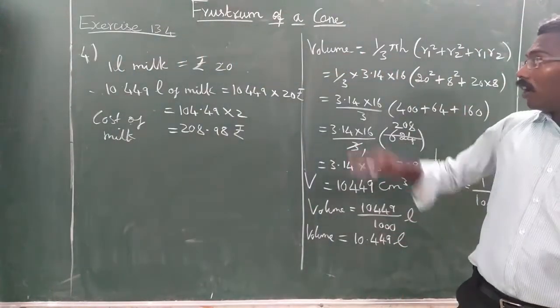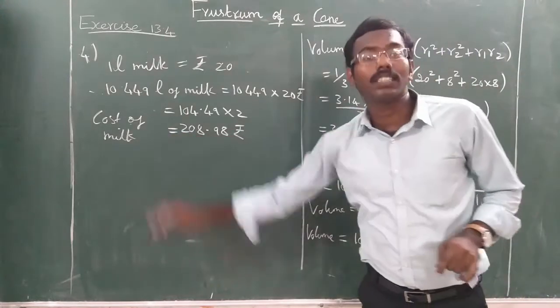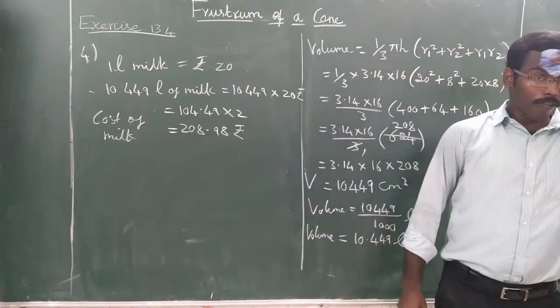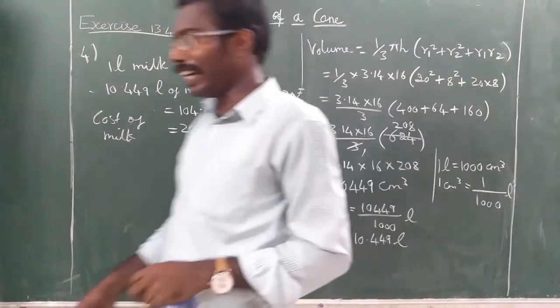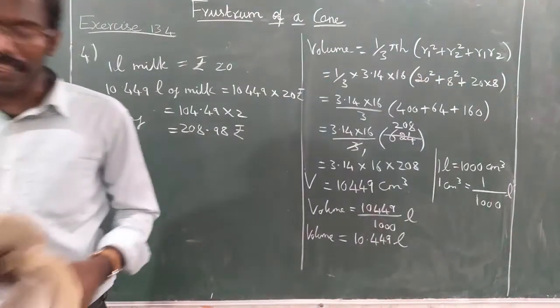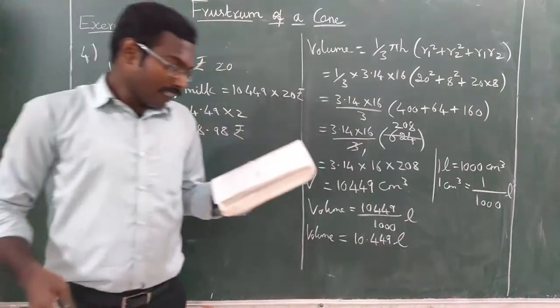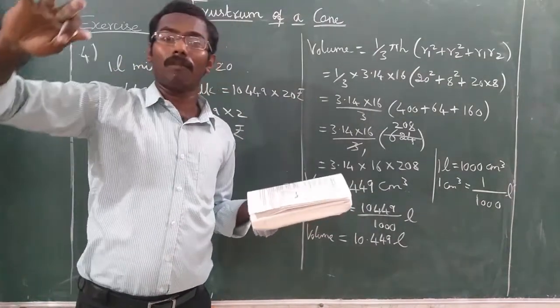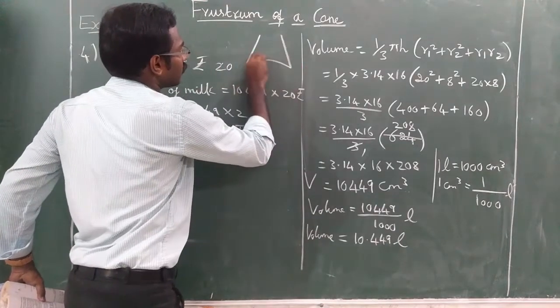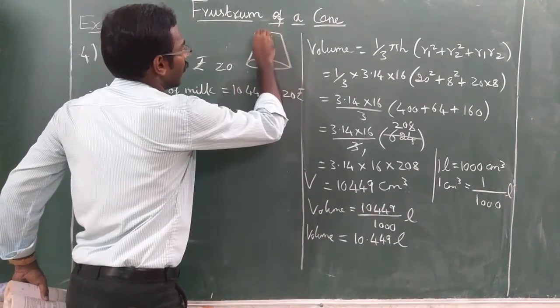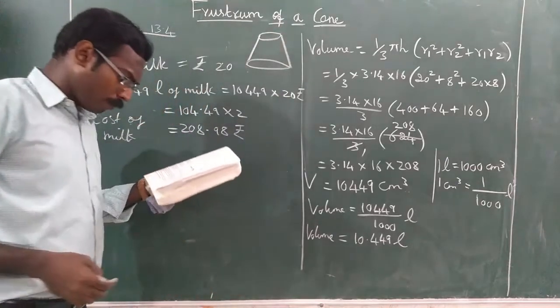Now one part is over. Volume over, cost of milk over. Now you have to find the area. So the area of the container. See the structure carefully. It is given the container is open from the top. Therefore, normally the frustum will be like this. Okay, so here which one is at the top?